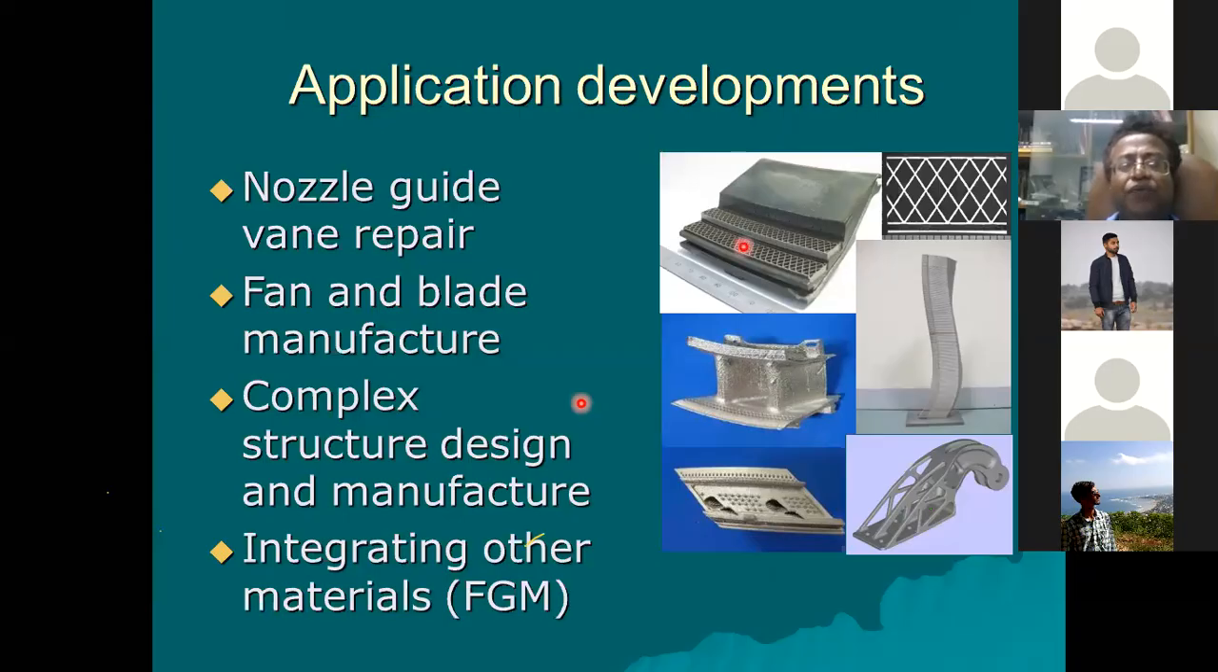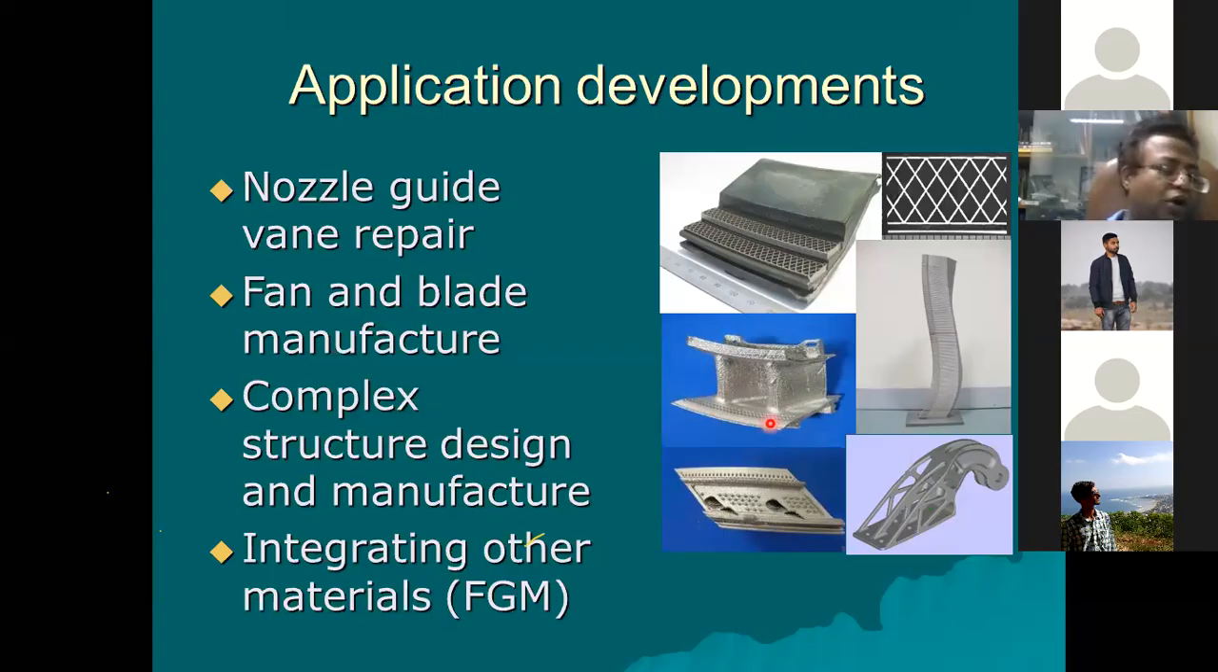So these are the various other applications, where you can produce functionally graded material. You can see that this is a topologically optimized structure which has been produced using 3D printing. You can see the complex geometries are there.